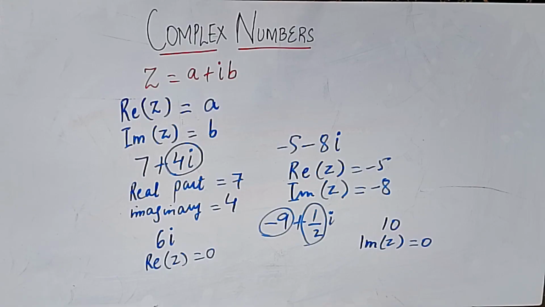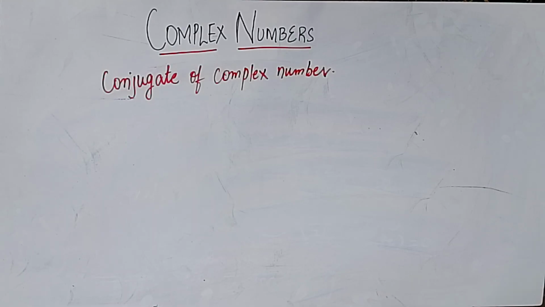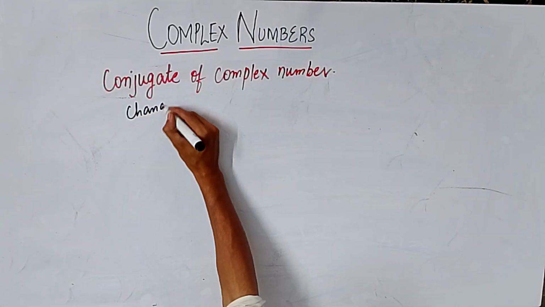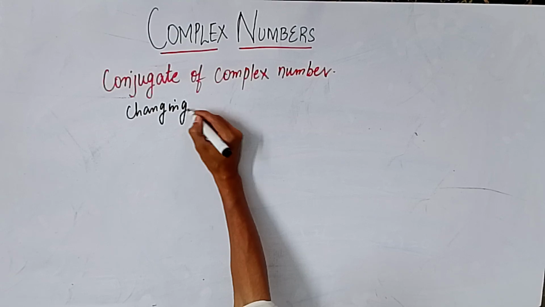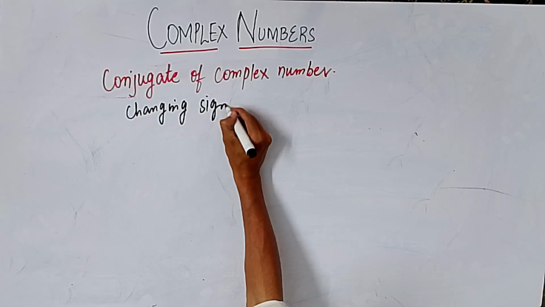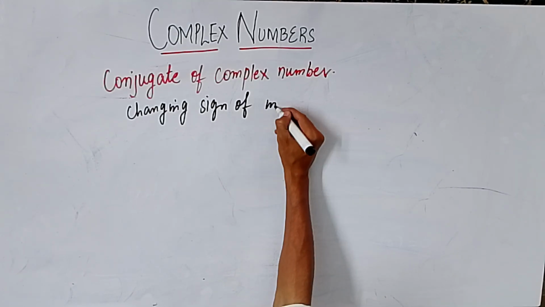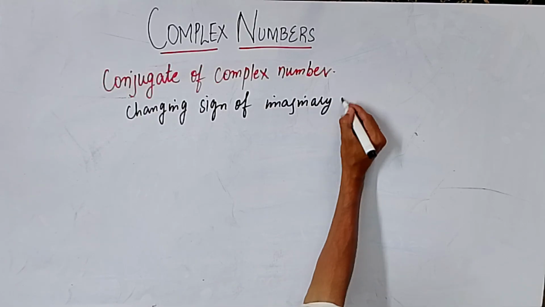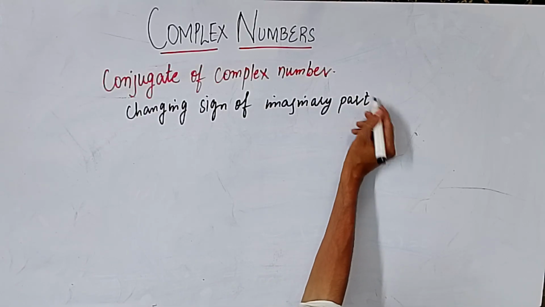Now let's understand what is meant by conjugate of a complex number. Conjugate of a complex number. Let's see. Conjugate of a complex number means changing the sign of the imaginary part. Only the imaginary part. And you know what is meant by imaginary part.